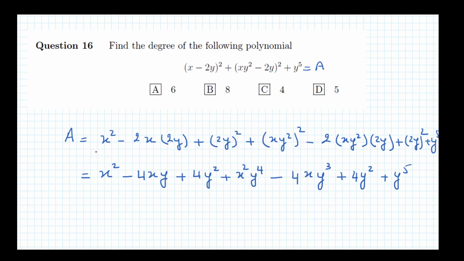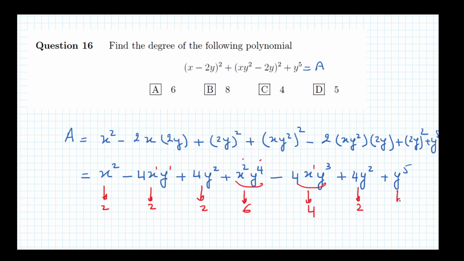Now let's write down the degree of each monomial. For the first one is 2. The second, it's x to the 1, y to the 1, which gives 2. For the third, it's also 2. For the fourth, it's x squared, y to the 4, which gives 6. For the fifth, we get 4. For the monomial number 6, the degree here is obviously 2. And finally, for the last one is 5.